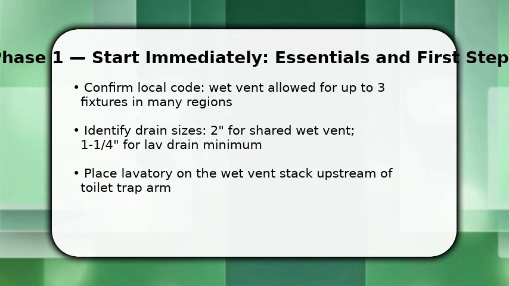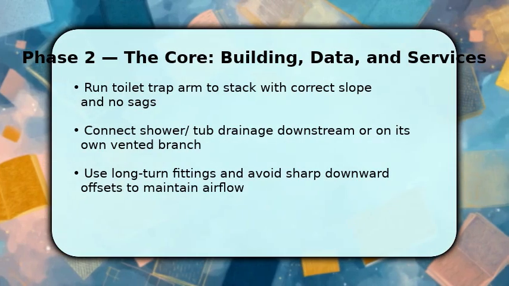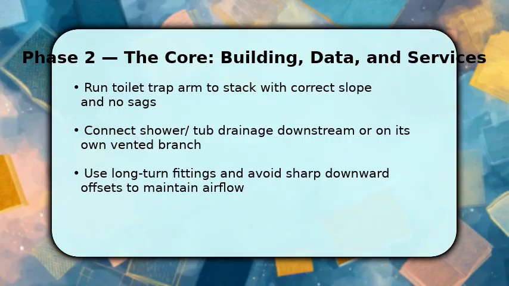Now connect the toilet trap arm into the same wet vent stack, keeping the arm as short as allowed and sloped correctly. This maintains trap seal pressures.